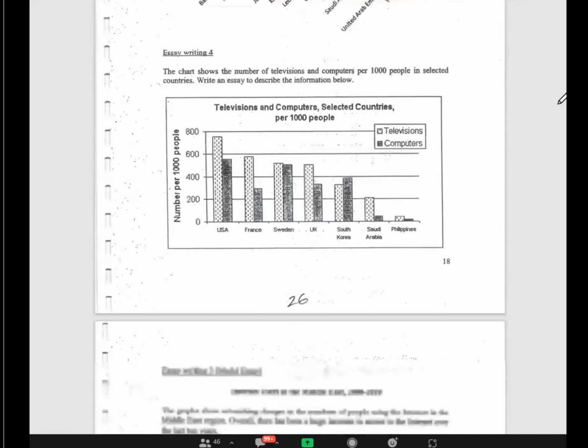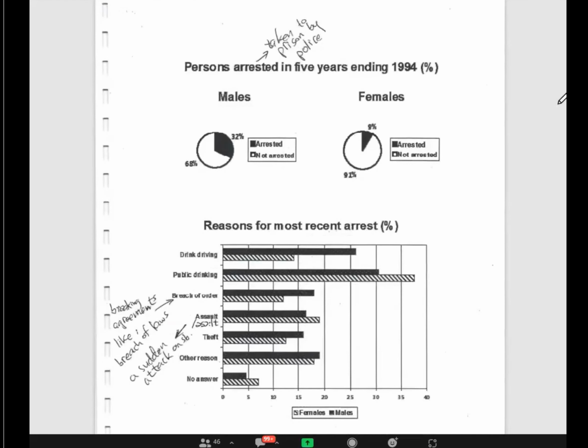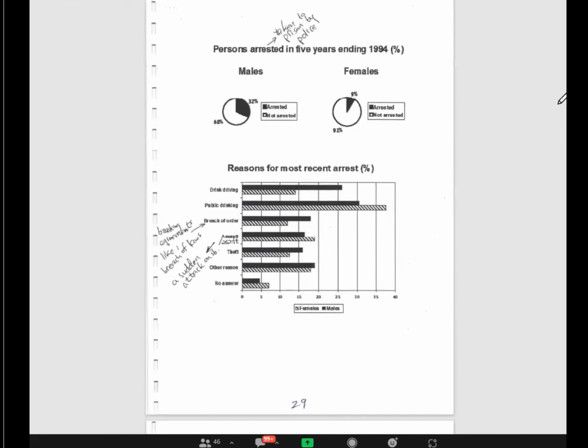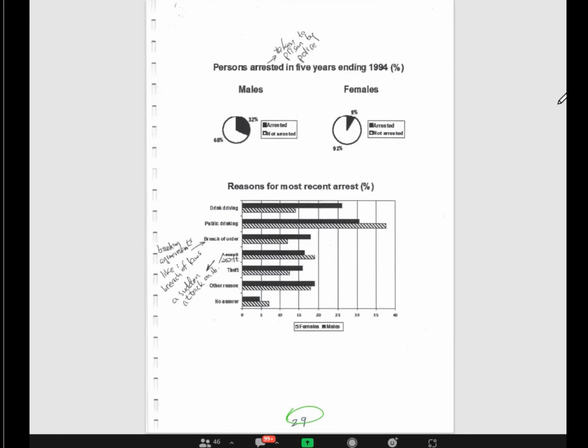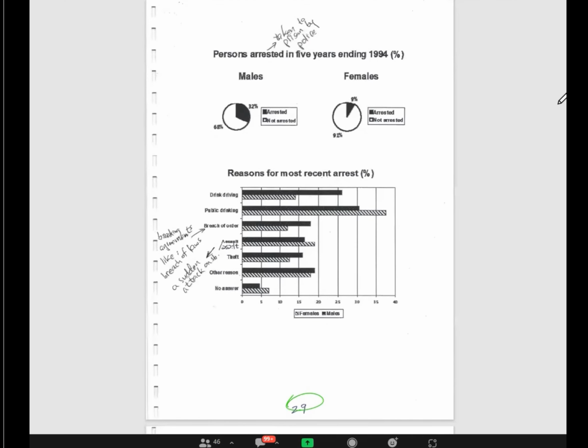Now let's go to the 2 drawings. Page 29. Sometimes in the exam, there are 2 drawings in task 1. So don't feel worried about it. It's easy. Now remember, 1 drawing means 1 trend. 2 drawings means 2 trends. So you will need 2 trends in the overview sentence.